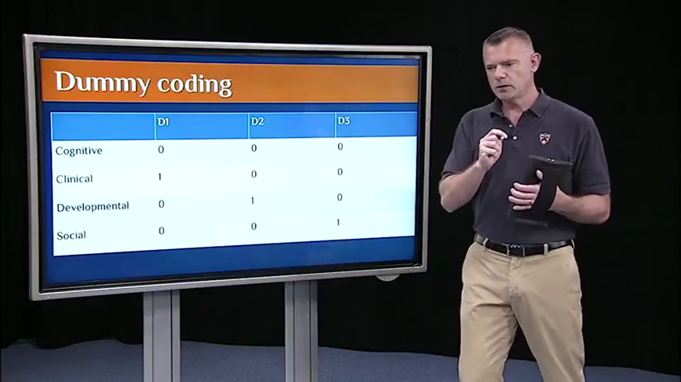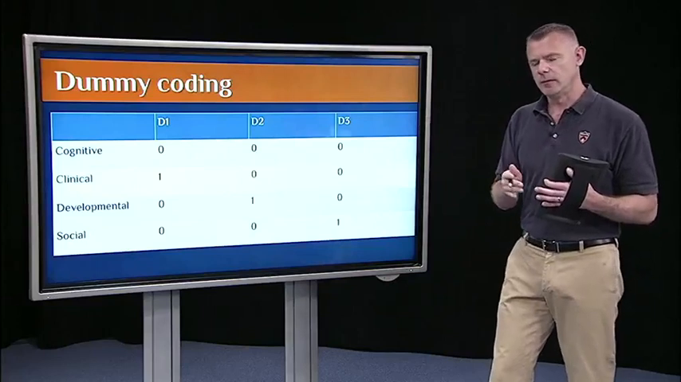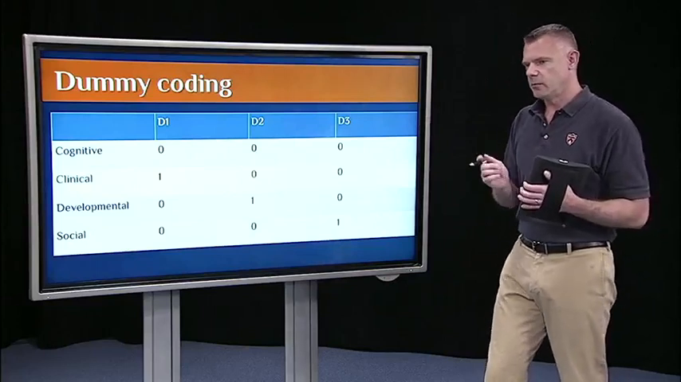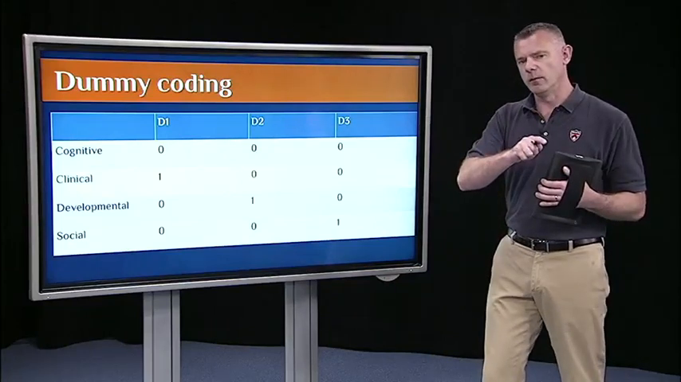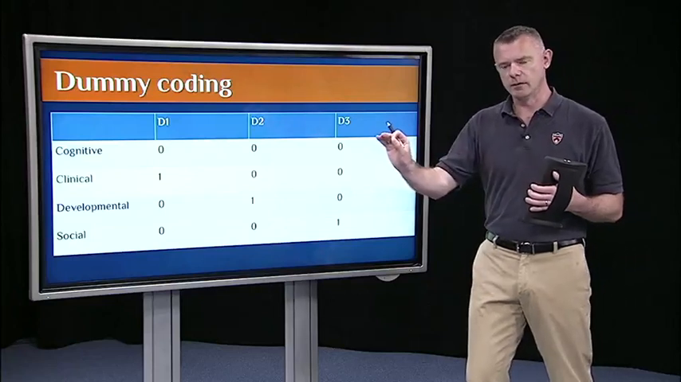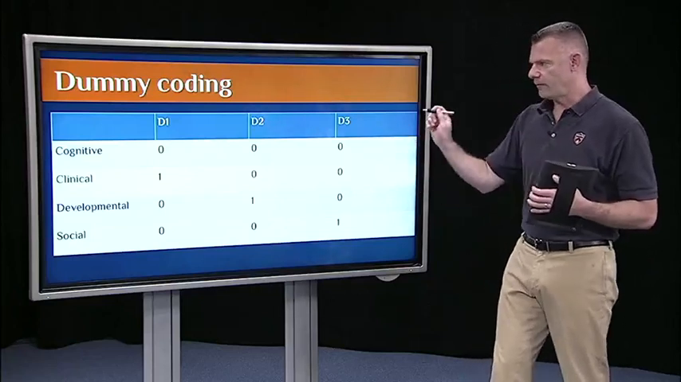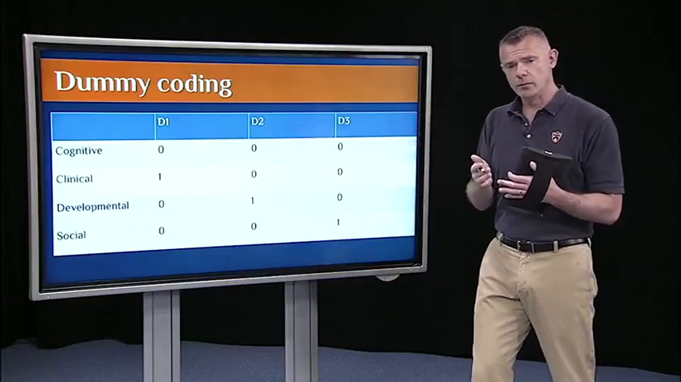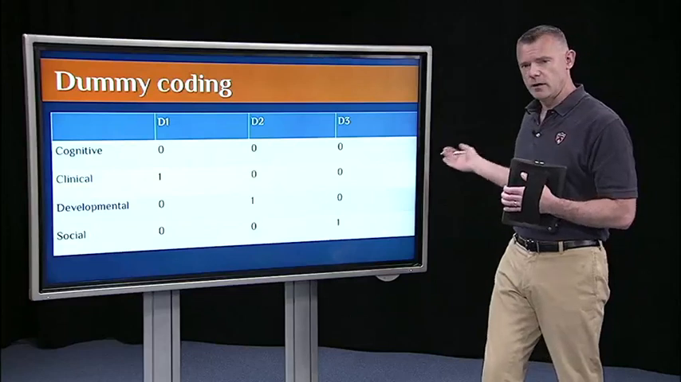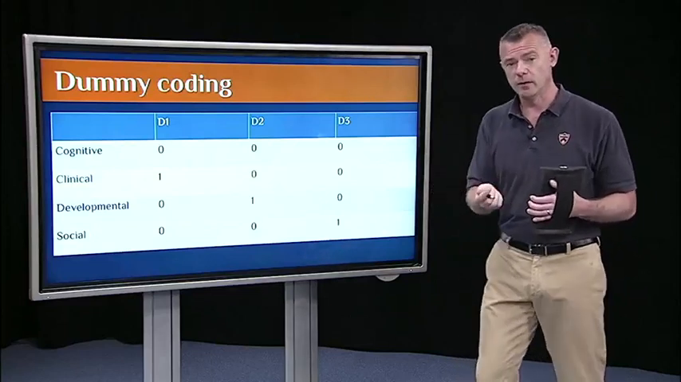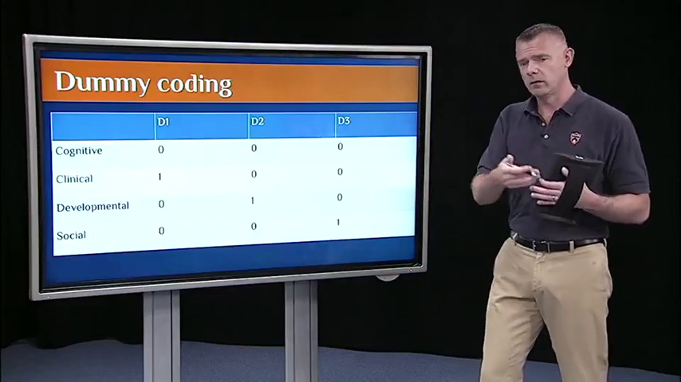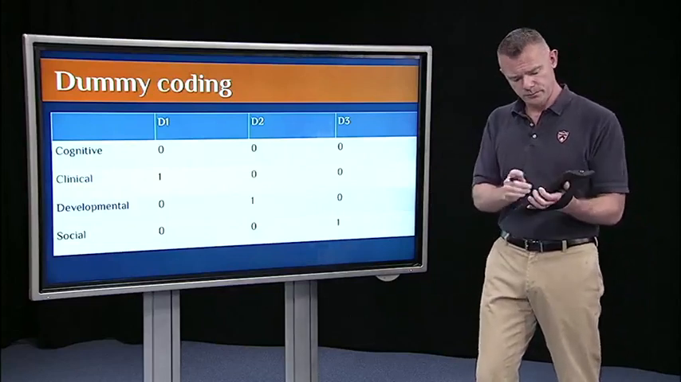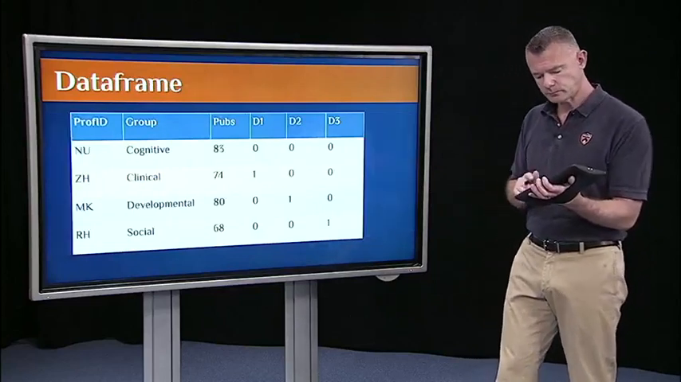Now remember, what's the regression constant in a multiple regression? It's the predicted score on the outcome variable when all the x's are 0. Well, I now have a really meaningful group there. I have the cognitive group. That's all x's are 0. So my regression constant is going to be the predicted score for the cognitive group. So let's see how that works.